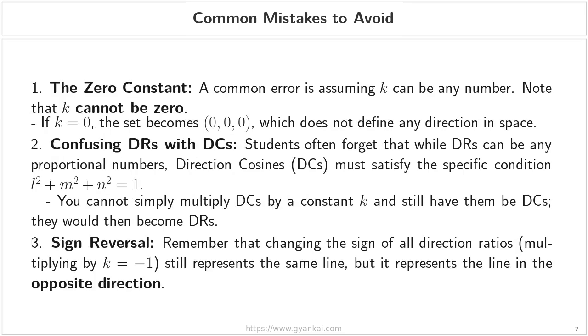Finally, keep in mind the concept of sign reversal. If you multiply all your direction ratios by -1, you are essentially flipping the signs of every component. While this still represents the exact same line in space, it's important to remember that you are now representing the line in the opposite direction.